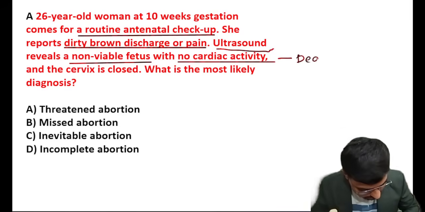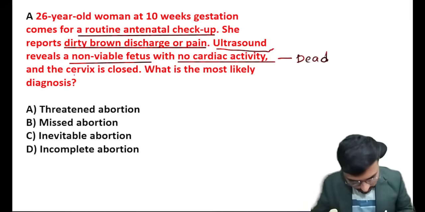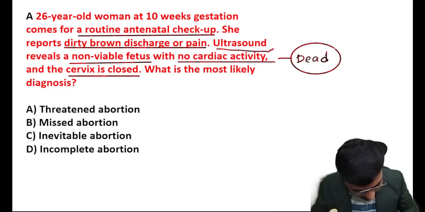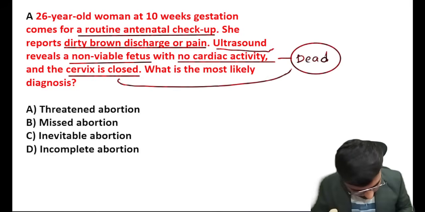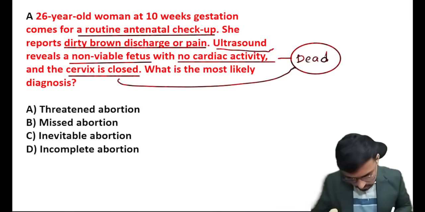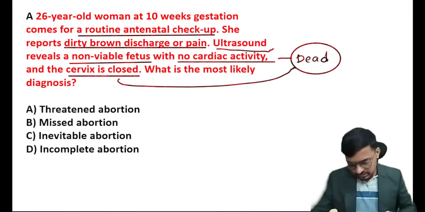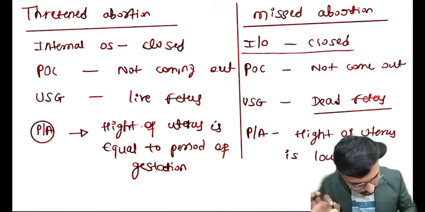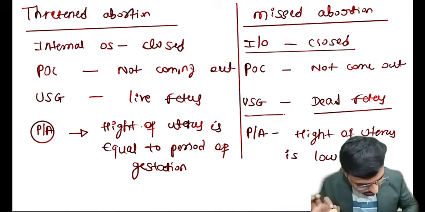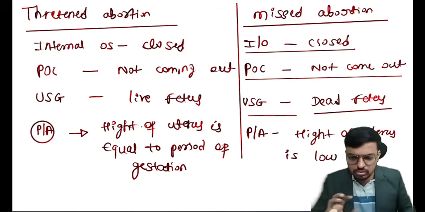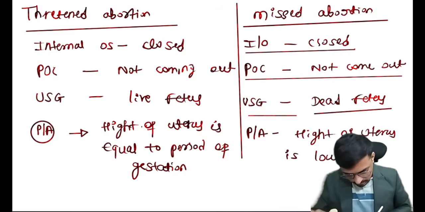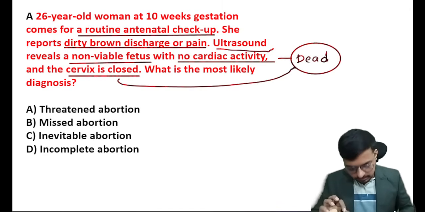It means the fetus is dead here, and the cervix is closed. Beta, I told you, fetus dead and cervix closed. So the internal os is closed, and the fetus is dead. Is anything mentioned about the product of conception? Nothing is coming out. So this is classically a case of the missed abortion.